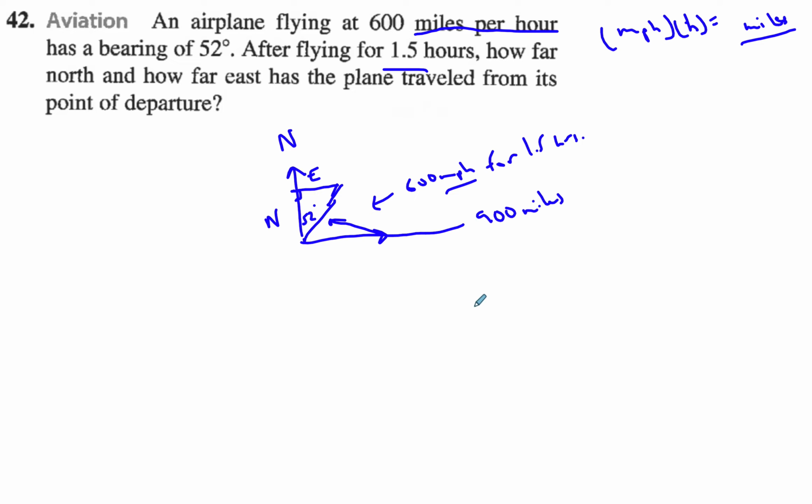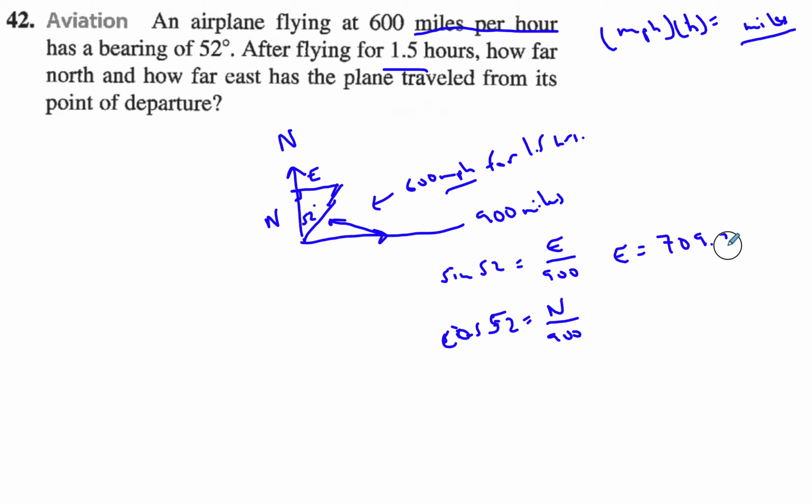So to find the amount north, we know that the sine of 52 is the opposite, so east, right, over the hypotenuse. And we know that the cosine of 52 is equal to north over 900. So if we solve this, 900 sine 52, the easterly would be 709.209 miles, right? And the northerly would be 554.095 miles. So at that instant, 1.5 hours, right?